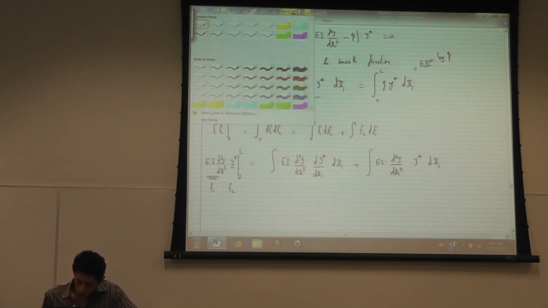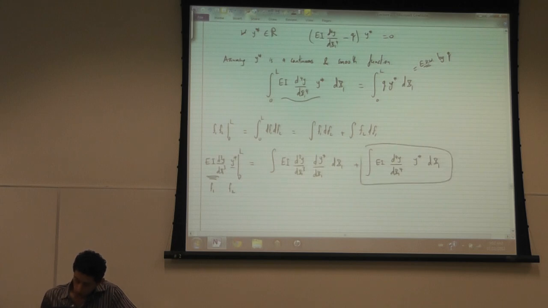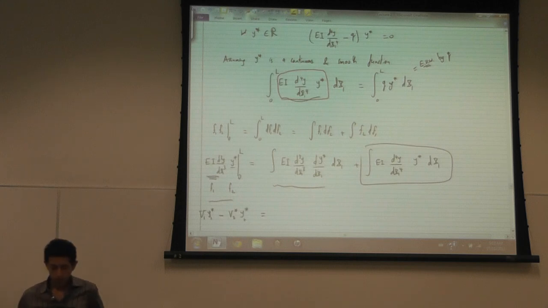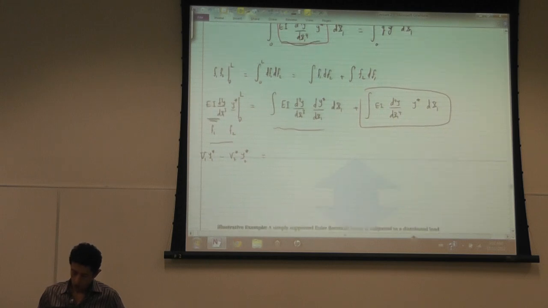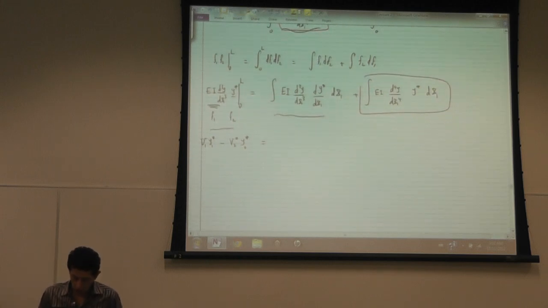And so you can recognize that this term is equal to this term, and so I can replace it with the shear on the boundary plus or minus this term, because this is equal to v1 multiplied by y1 star minus v2 multiplied by y2 star. So you're going to do this and then repeat again. Repeat again.